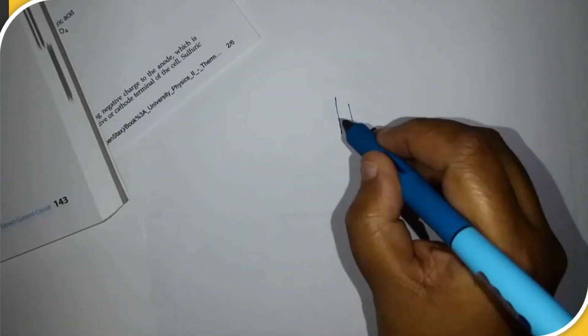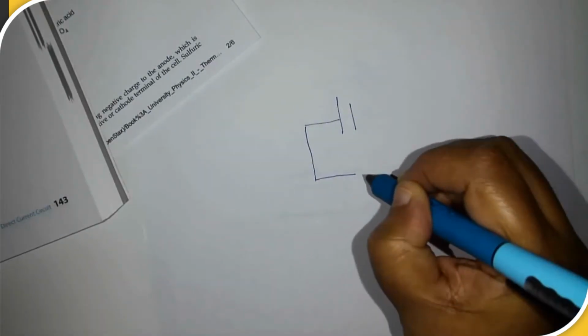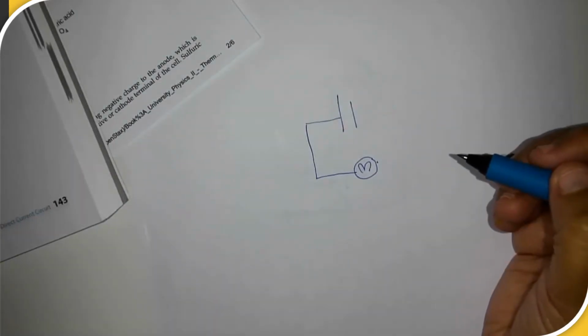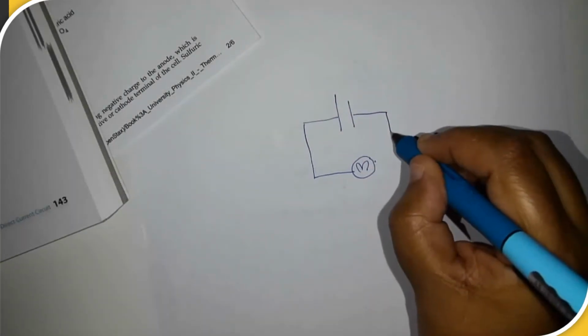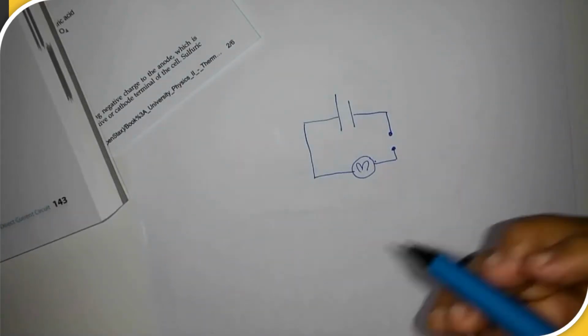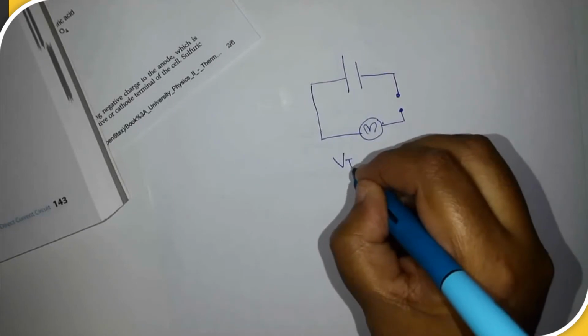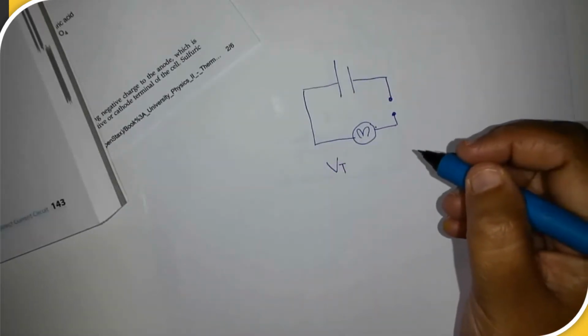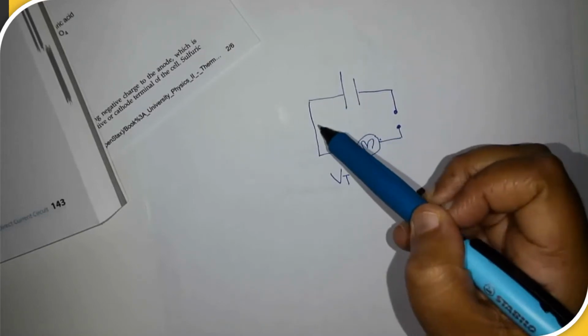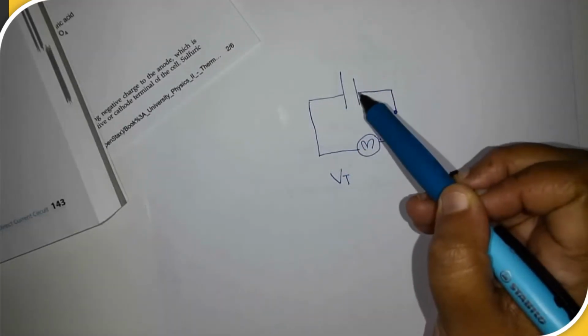Now we have a battery which is connected to a lamp, and here we have a switch. The terminal potential difference, Vt, is the potential difference across the battery. That means it's the potential difference from this point to this point across the battery.